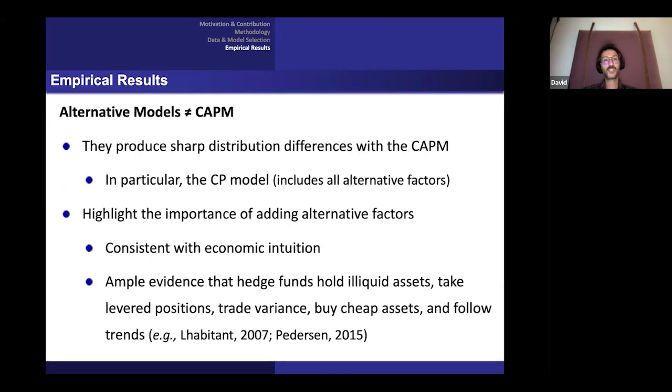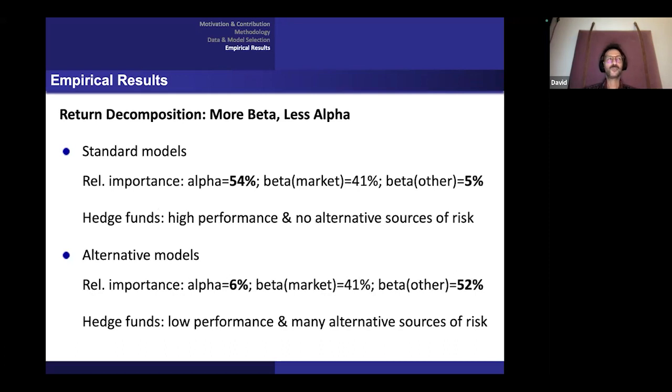Now, the second question we had is, what about the alternative models? And in this case, we note a sharp difference for the distribution between those two models and the CAPM. And this is particularly true for the Carhart-Peterson model that includes all the alternative factors. So this really highlights the importance of adding the alternative factors when you want to isolate alpha from beta. And this is consistent with the economic intuition because we have ample evidence that these hedge funds hold illiquid assets, they take leverage positions, they trade variance, they buy cheap assets, and they follow trend following strategies, right? So now that we have these results, it completely changes the narrative.